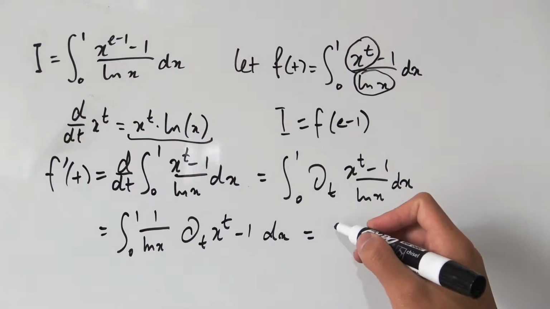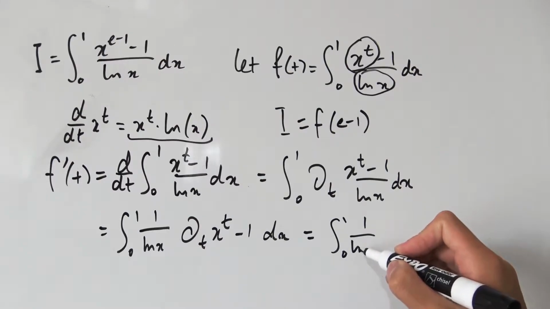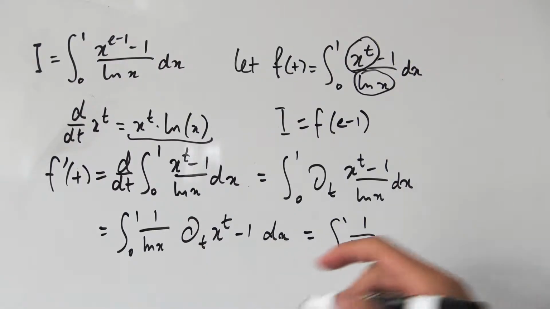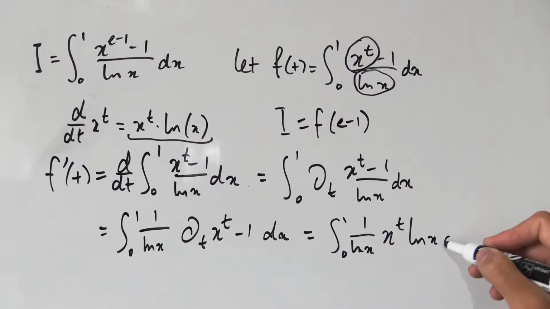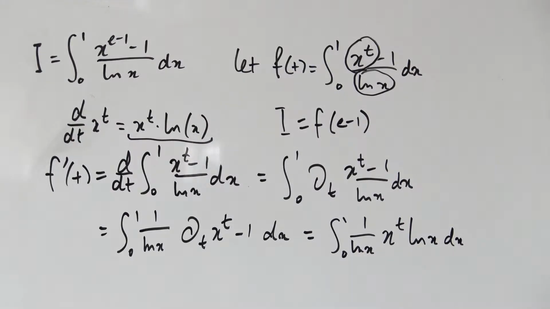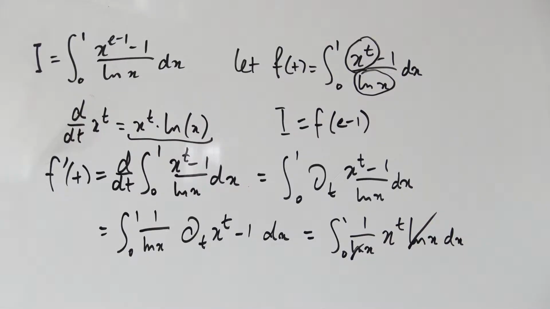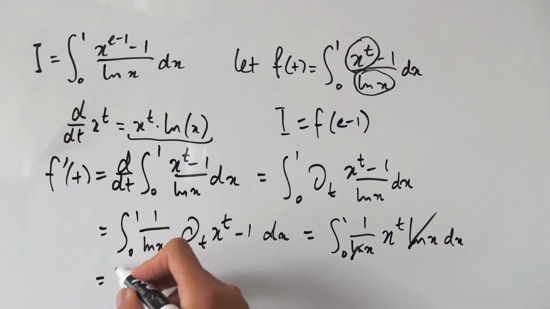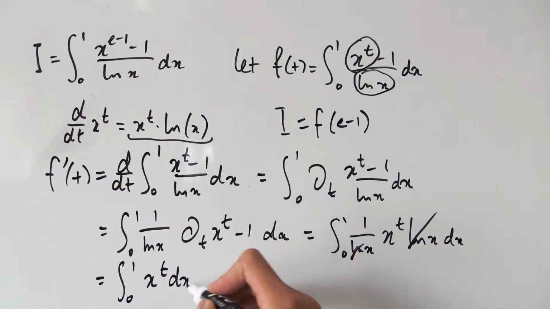So now we have the integral from 0 to 1 over natural log of x, and then derivative of x to the t becomes x to the t times the natural log of x. Then we have dx right here. And notice natural log of x here and natural log of x here cancels out, and what we're left with is the integral from 0 to 1 of x to the t dx.